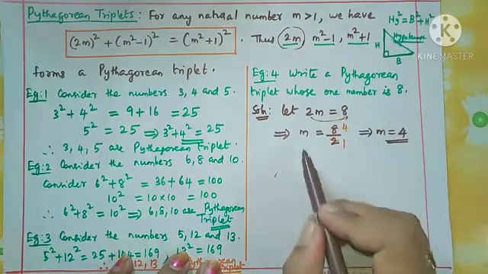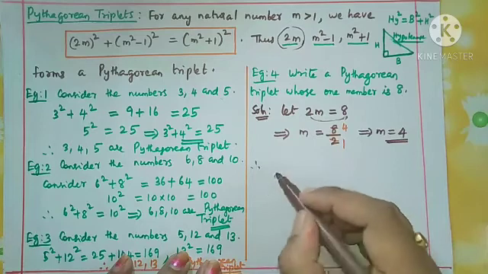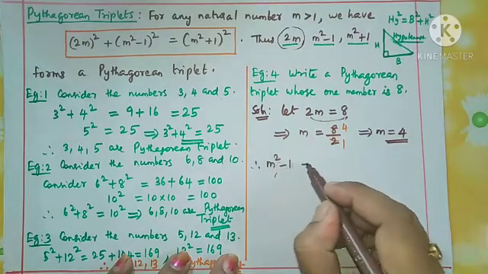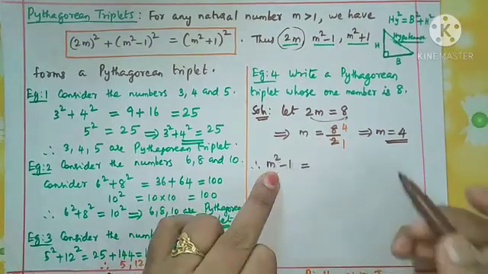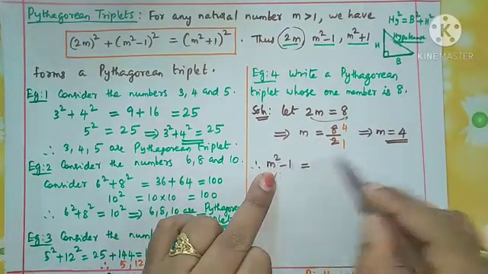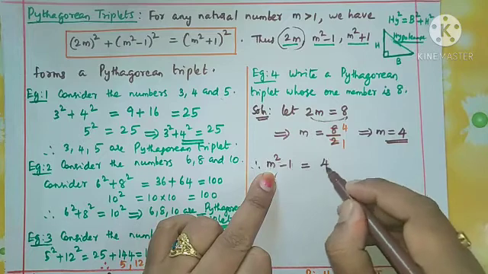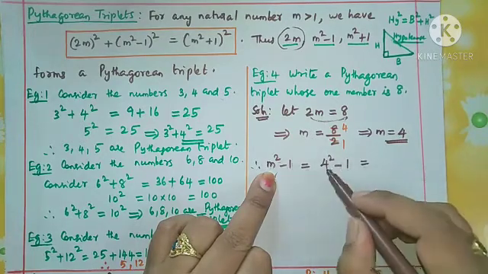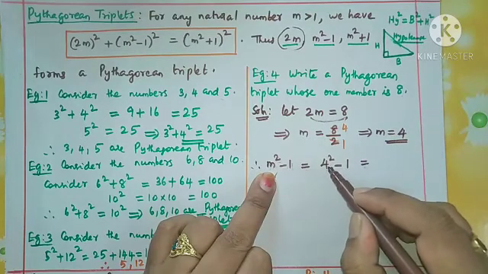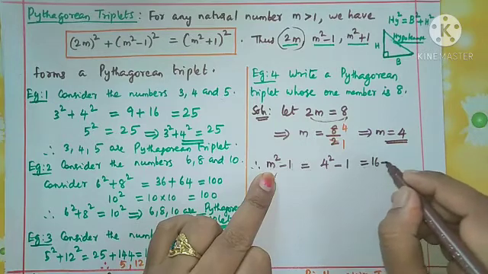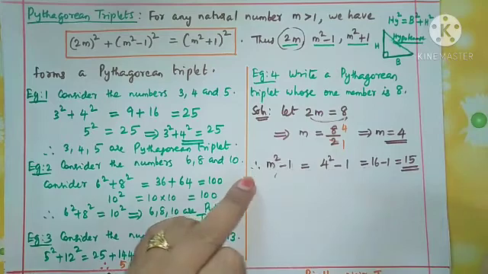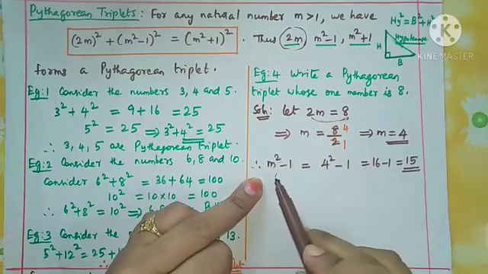Okay, so now the next member m square minus 1 is equal to, what is the meaning of m square? M value is 4. So 4 square minus 1. So what is 4 square minus 1? 4 square means, don't write 4 into 2, it is 4 into 4. So 16 minus 1. What is 16 minus 1? 15. So you got the value of m square minus 1.